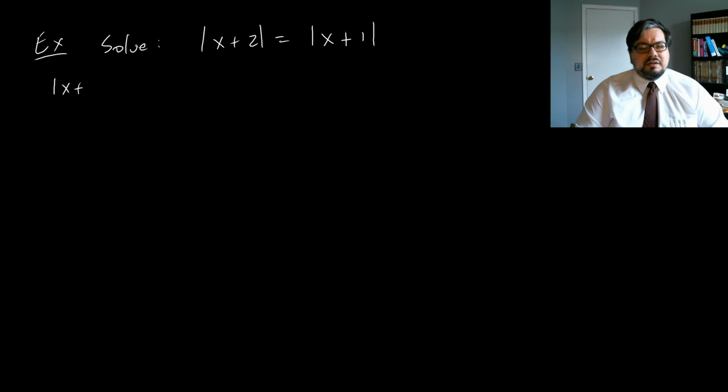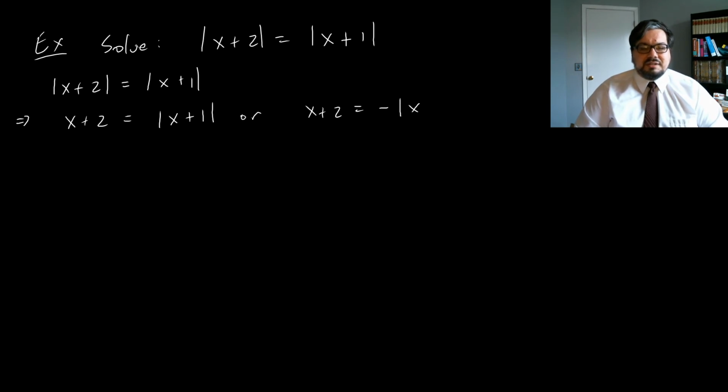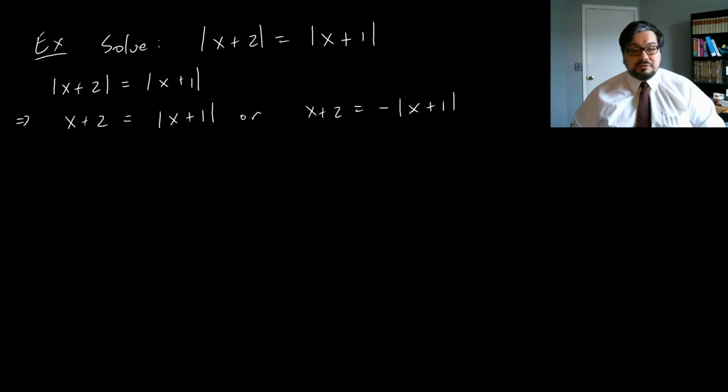So we could say, well, we've got the absolute value of x plus 2 is equal to the absolute value of x plus 1. That means that x plus 2 has to equal the absolute value of x plus 1, or x plus 2 has to equal the opposite of the absolute value of x plus 1. And this is totally true. This is completely true here. But there are, of course, still absolute values in our equations.